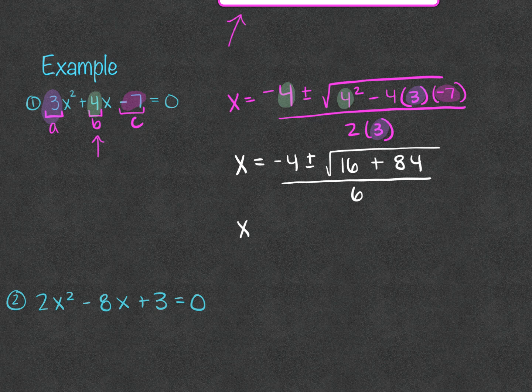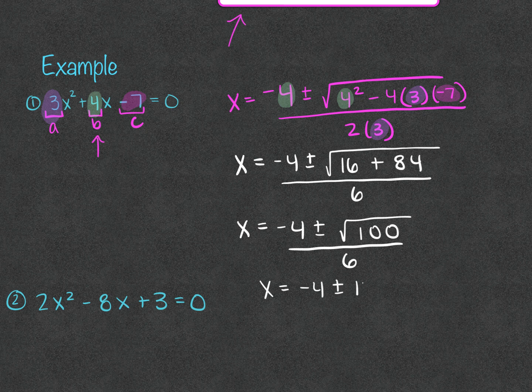Okay? We're going to keep simplifying. So -4 plus or minus, if we have 16 plus 84, that would be 100 all over 6. Okay. Square root of 100 is 10.